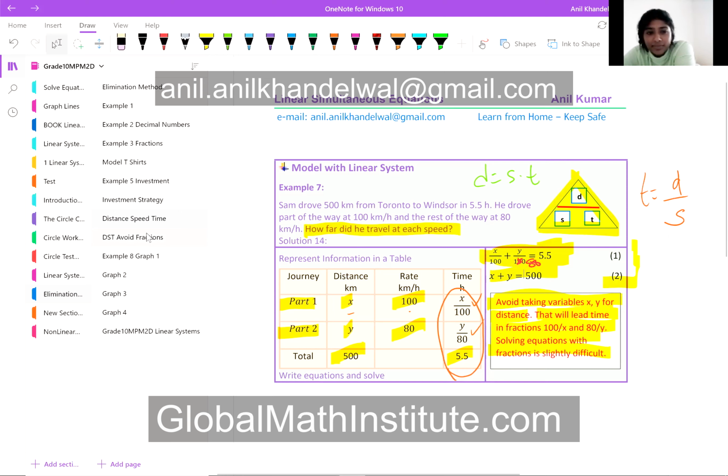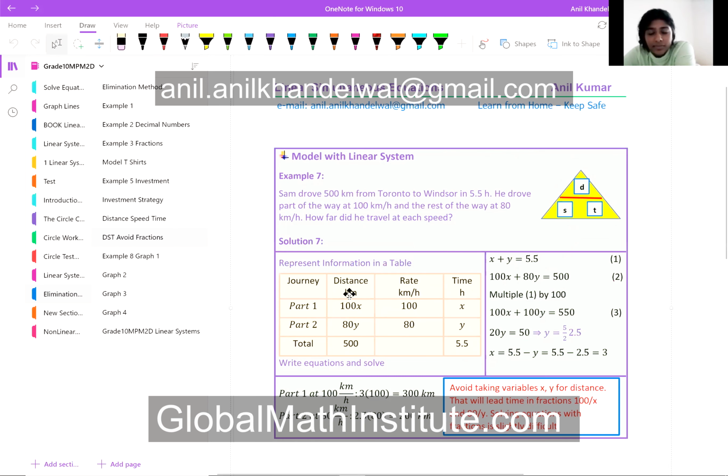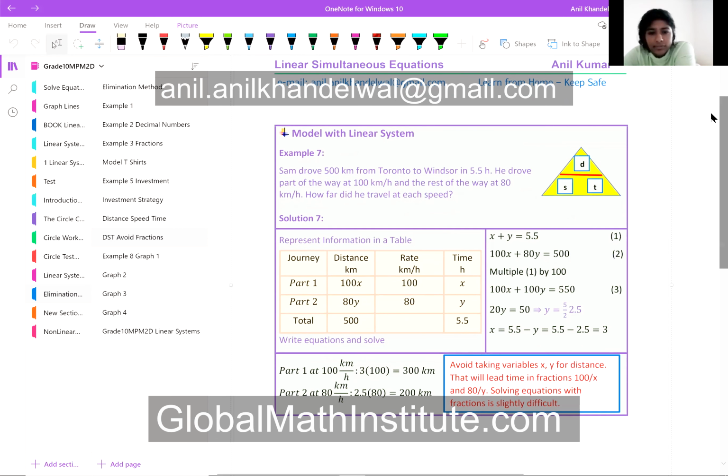But I'm not really interested in this. I will say this is not good. I'll say cross. How will I do it? I'll redefine my variable and see how I am choosing my variables this time to avoid the fractions.